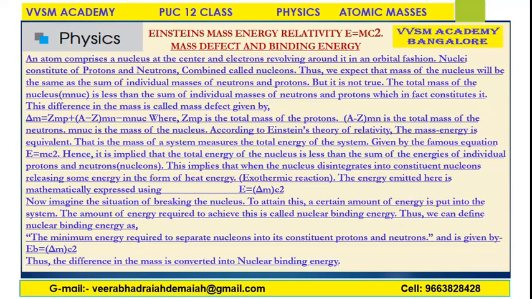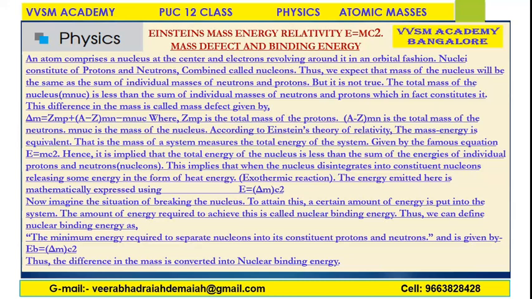and c is the speed of light. That is the important thing: E is equal to mc squared, where E is the energy, m is the mass, and c is the speed of light. It is implied that the total energy of the nucleus is less than the sum of the energies of the individual protons and neutrons, which are together called nucleons.